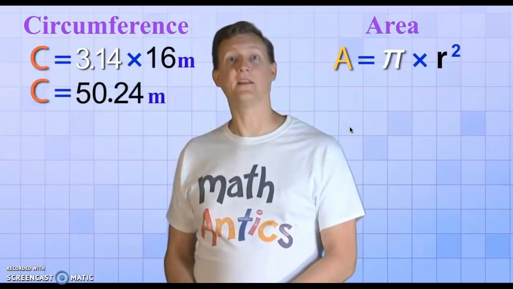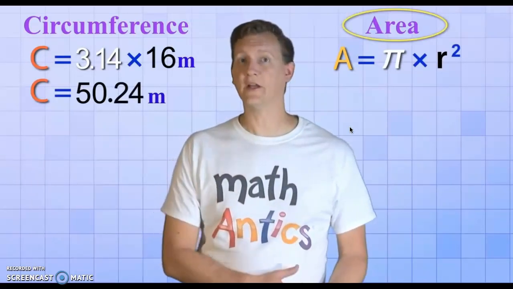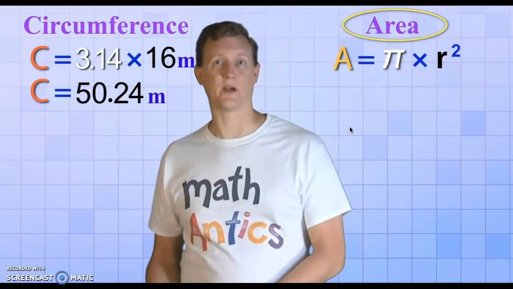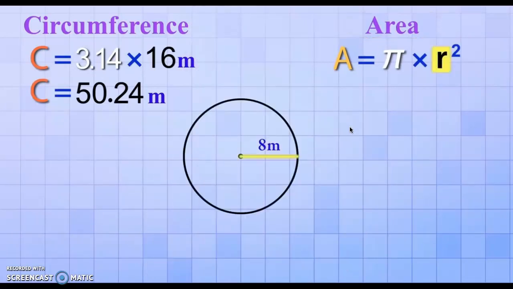All right, now let's find the area using our formula, area equals pi times r squared. Again, we start with the radius, but instead of doubling it, we square it.